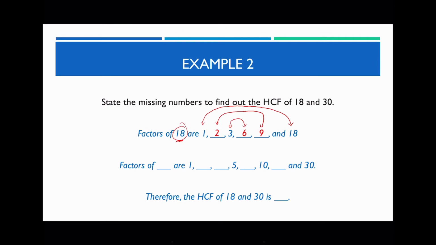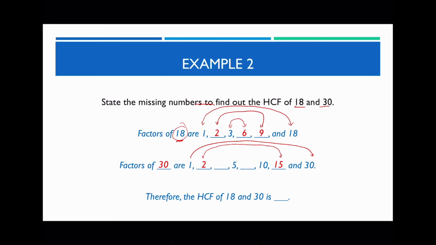If I have one of the values, I'll find out what the other value is by finding out the other factor pair. Because this question says state the missing numbers to find the highest common factors of 18 and 30, therefore this would be 30 over here. And again, I'm going to be applying my same trick. So 1 times 30 gives you 30. Yes, that's true. Now, this number times this number will give you 30. Now, 30 is an even number, so therefore this number is going to be 2. 2 times something gives you 30. In this case, that would be 15.